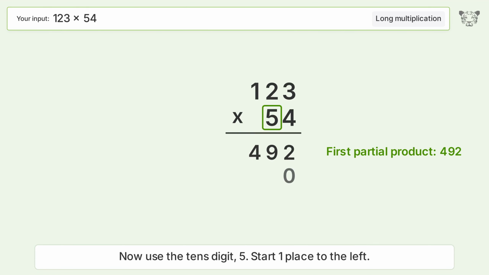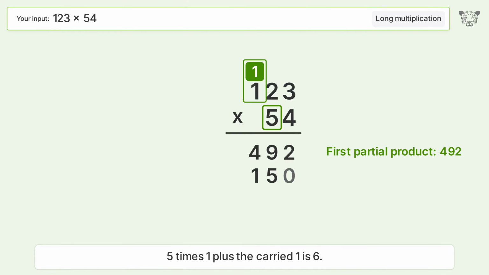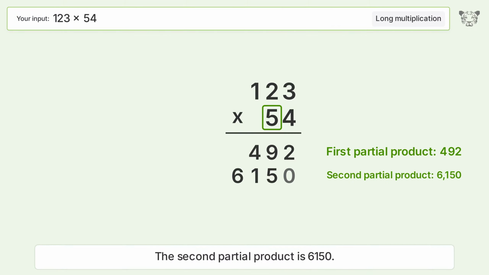Now use the tens digit, 5. Start one place to the left. 5 times 3 is 15. Put 5 in this column and carry 1. 5 times 2 plus the carried 1 is 11. Put 1 in this column and carry 1. 5 times 1 plus the carried 1 is 6. The second partial product is 6,150.